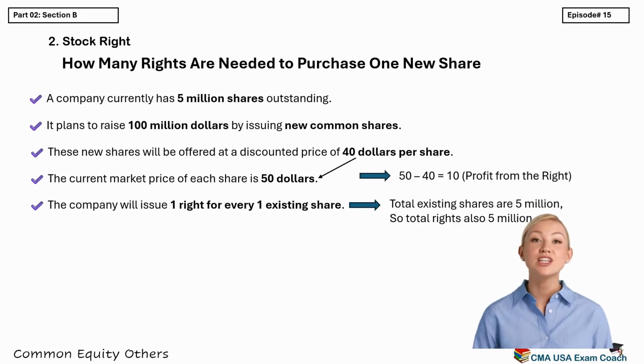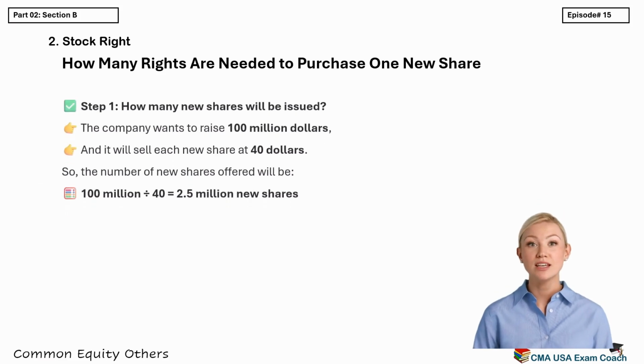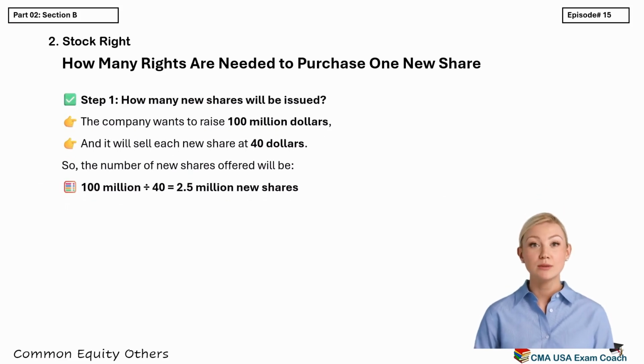First, how many new shares is the company planning to issue? The company wants to raise $100 million, and each new share is going to be sold at $40. To find the number of new shares, we divide $100 million by $40 per share. The result is 2.5 million new shares. So, the company will issue 2.5 million new shares as part of this rights offering.